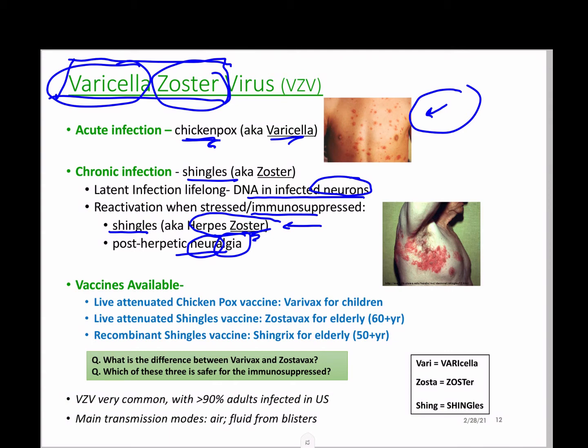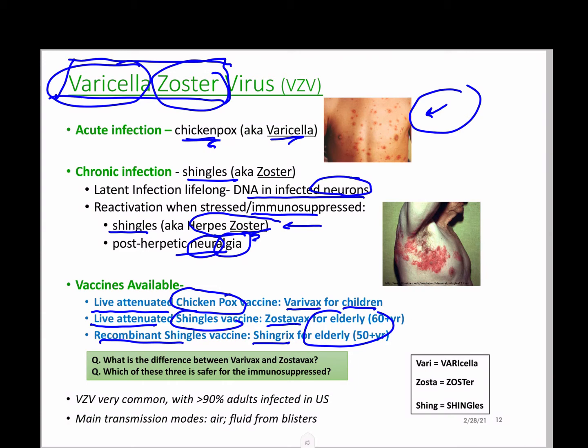We do have 3 vaccines available, so we're really lucky there. We've got a live attenuated vaccine that's marketed as Varivax for children, and that's marketed as a vaccine against chickenpox. And then we've got 2 vaccines that are marketed for the elderly, and those are marketed to treat shingles. And those are Zostavax and Shingrix. Zostavax is also live attenuated, and Shingrix is a recombinant vaccine that includes a single glycoprotein that's found in the outer shell of the varicella zoster virus.